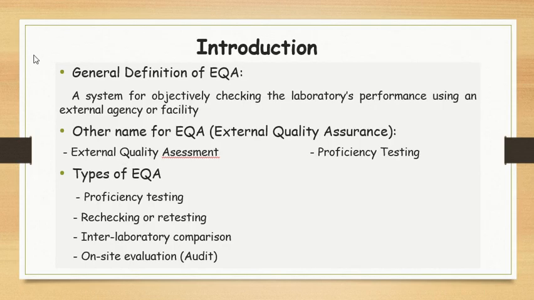For introduction, the definition of EQA: it is a system for objectively checking the laboratory's performance using an external agency or facility. Therefore, EQA can be used specifically for checking the quality of tests or to check the overall quality of a laboratory. The other names for EQA are external quality assessment and proficiency testing.